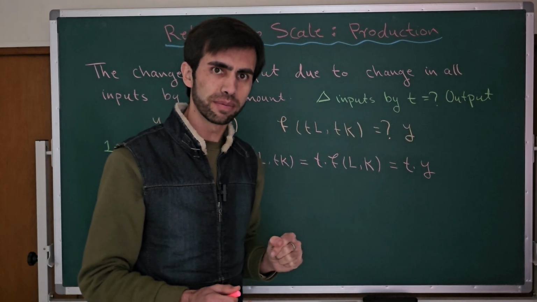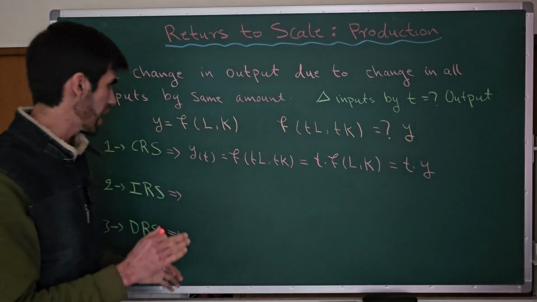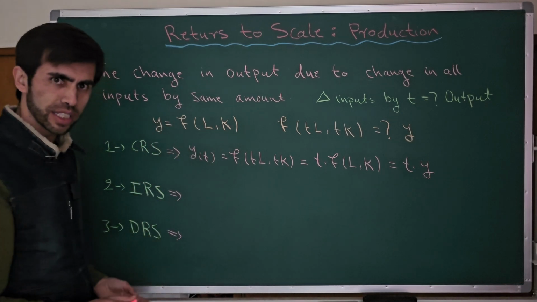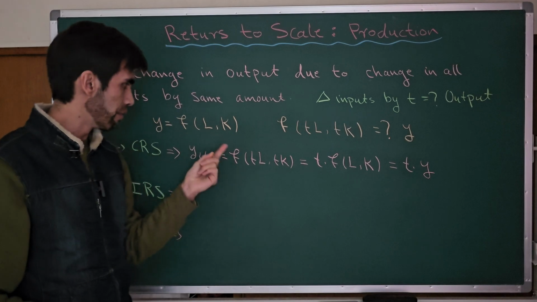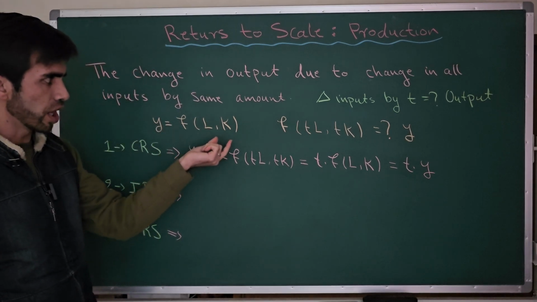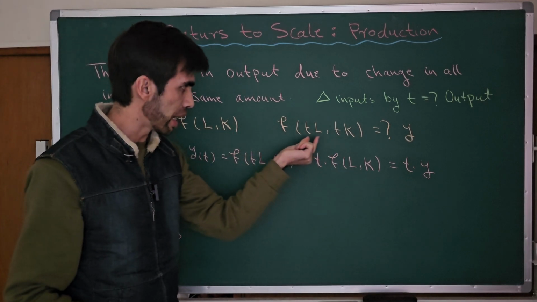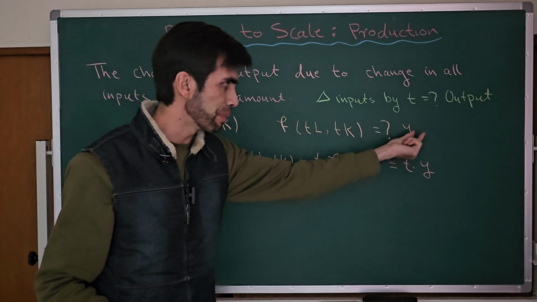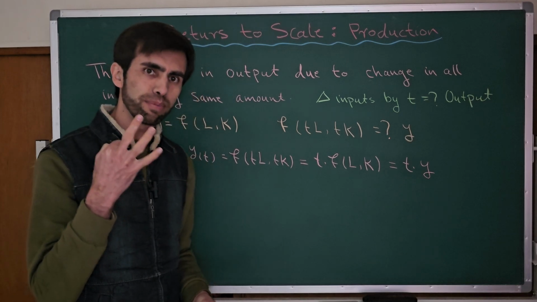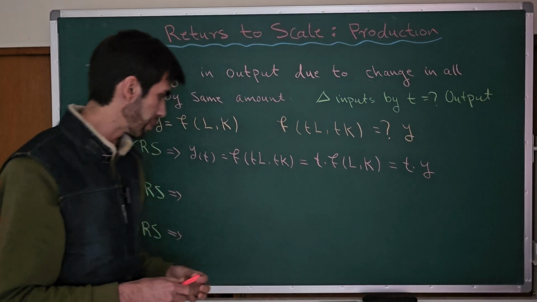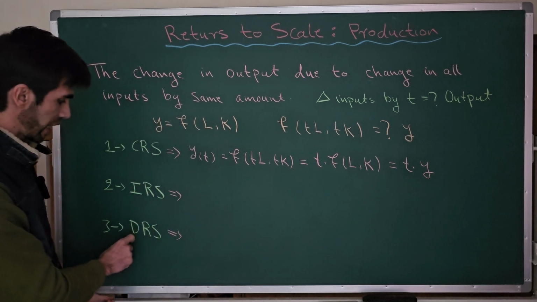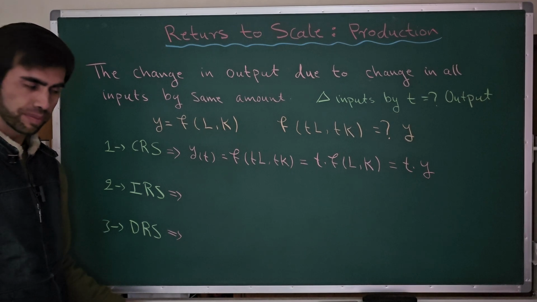what will happen to the output level? If we have a production function, y is some function of L and K, which in this case has only two inputs, labor and capital. So if we scale all inputs by the same amount t, what will happen to the output level? There are three possible outcomes: constant return to scale, increasing return to scale, and decreasing return to scale.